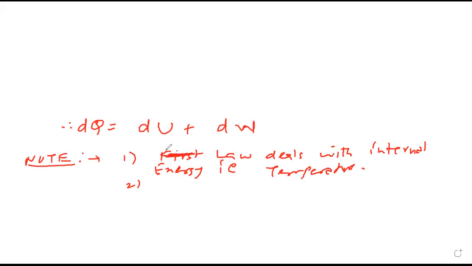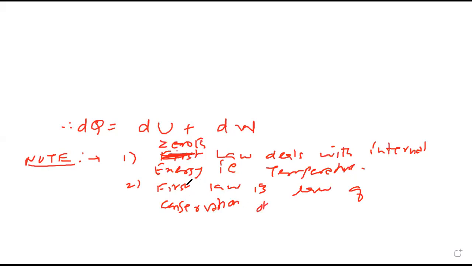The zeroth law deals with internal energy or temperature, and the first law is the law of conservation of energy. The first law is similar to the law of conservation of energy. Write these three lines. Sometimes in MCQs they can ask the first law of thermodynamics is the same as what? Law of conservation of energy. And the zeroth law is nothing but the concept of internal energy or temperature.